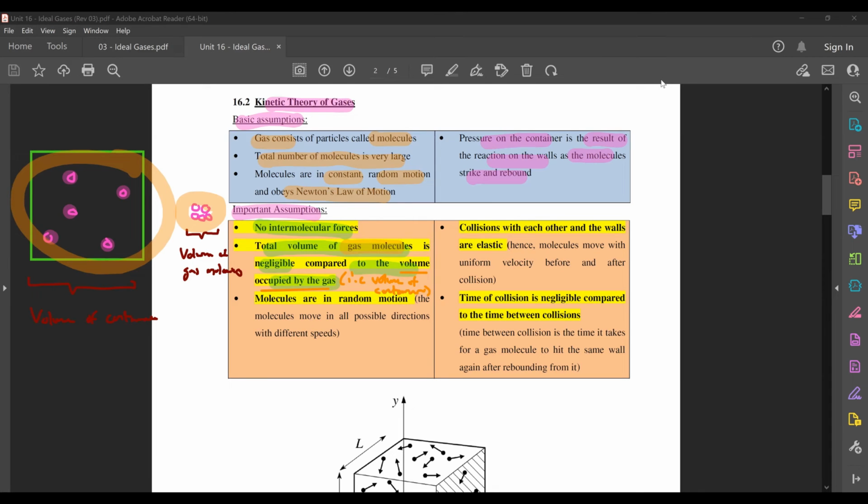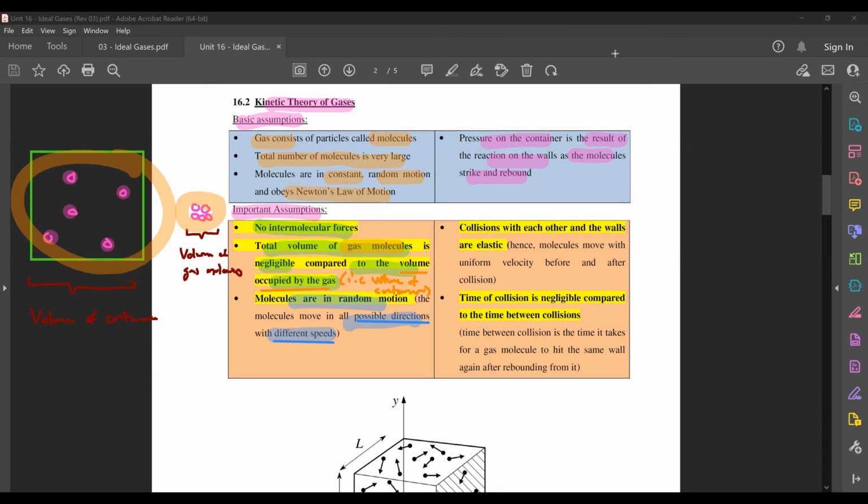And then the third assumption of kinetic theory of gases is this. Your molecules are always in random motion. When we say that your molecules are in random motion, it means that they move in all possible directions with different speeds. Random actually means all possible directions with different speeds.